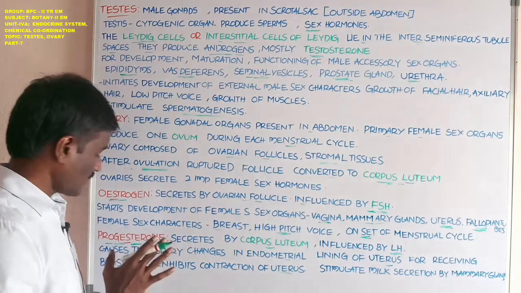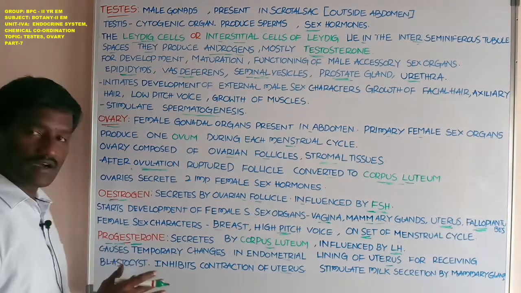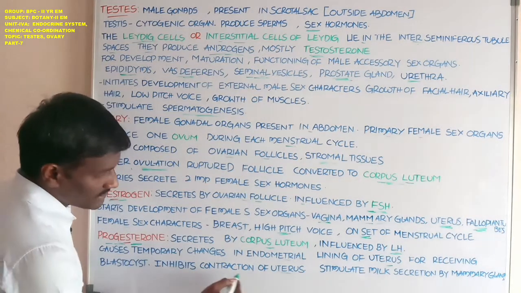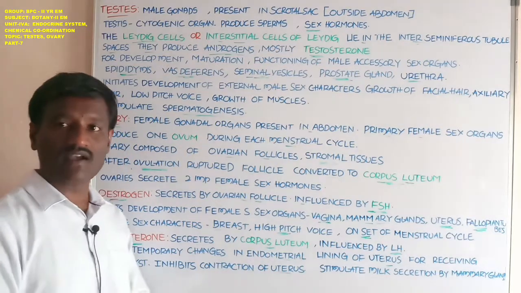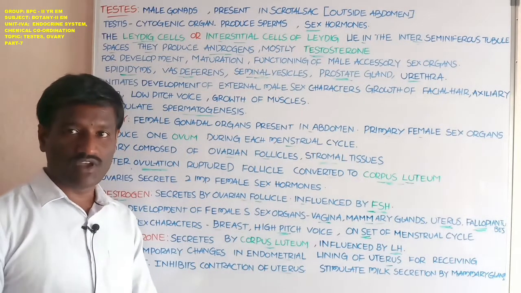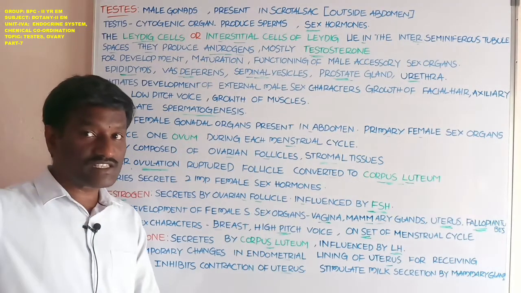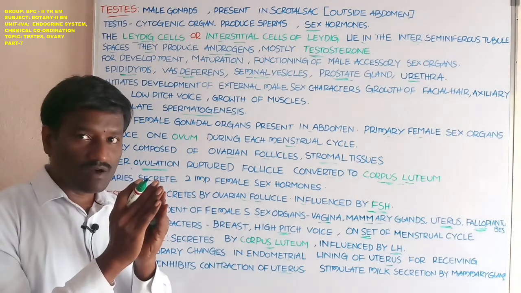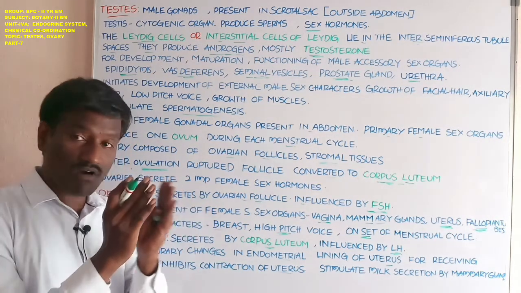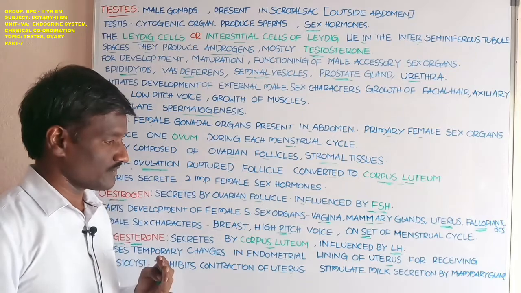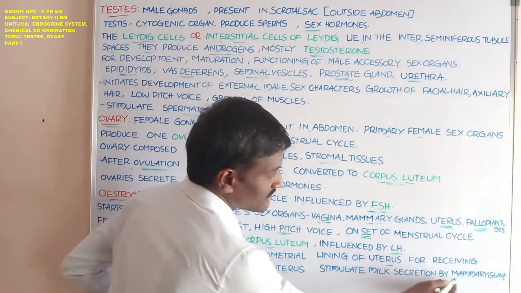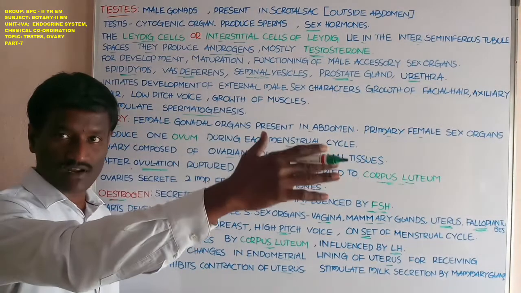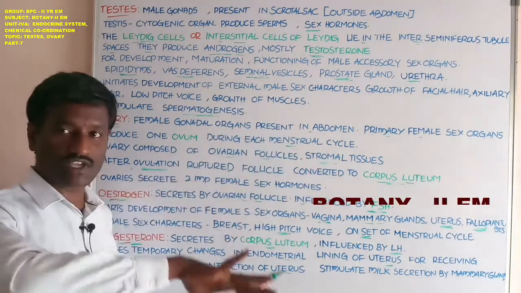Okay, student. That is provided by the progesterone hormone. It inhibits the contraction of the uterus until development is completed and the gestation period is complete. Progesterone also stimulates the mammary glands for the production of milk.